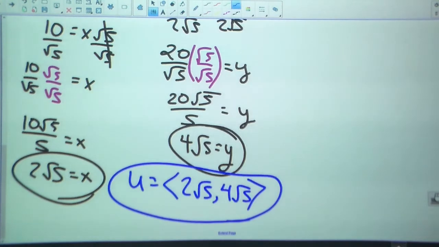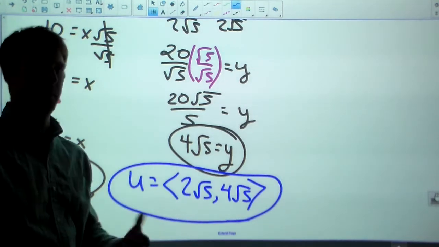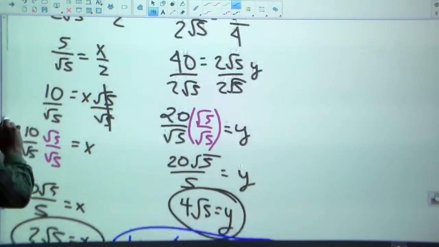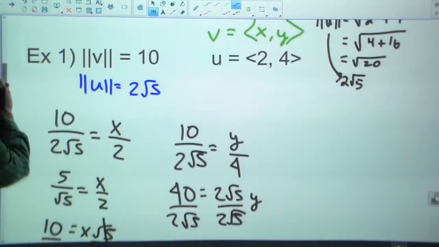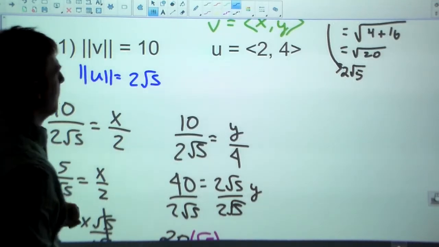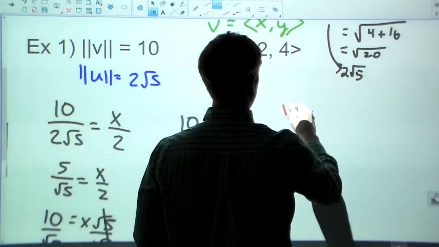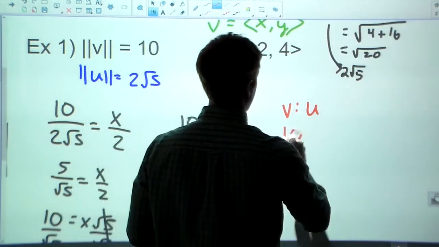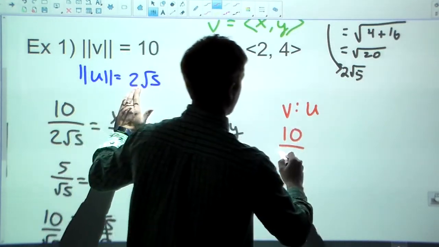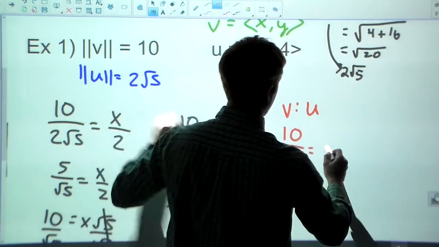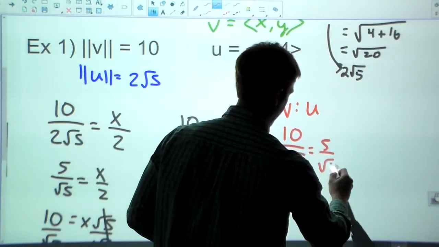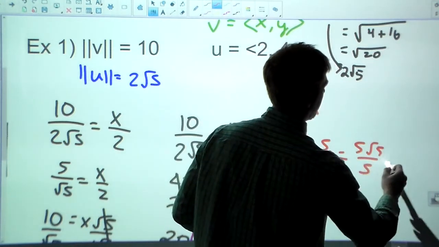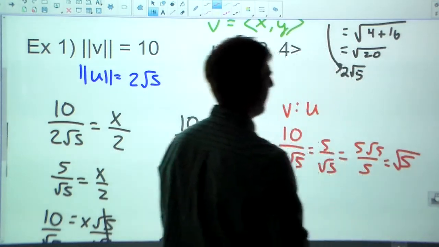Now something that I think is a little bit quicker, this is probably the more intuitive way, but I kind of like to do a comparison of the magnitudes in the beginning and kind of go from there. So if I compare v to u, like a ratio, the magnitude of v was 10, the magnitude of u was 2 square root of 5. So that comes up to be 5 over square root of 5, which if we rationalize is 5 square root of 5 over 5, which is just square root of 5.